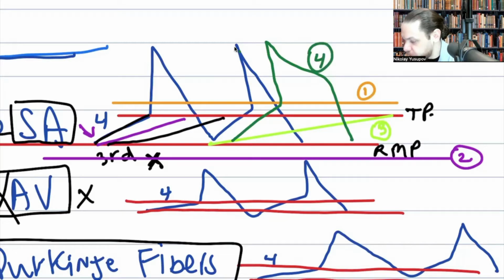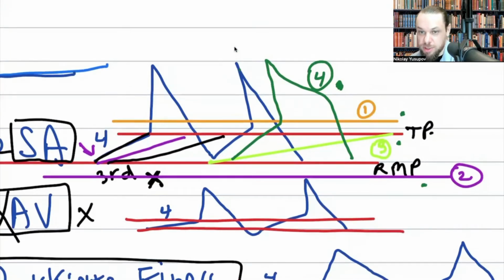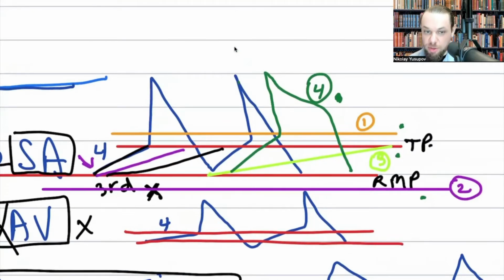So 1, 2, 3, and 4, right? When we give an antiarrhythmic medication, we could either increase the threshold potential, lower the resting membrane potential, lower the slope here, or increase this repolarization phase, right? And different drugs do so, right? Just to give you an example, right?